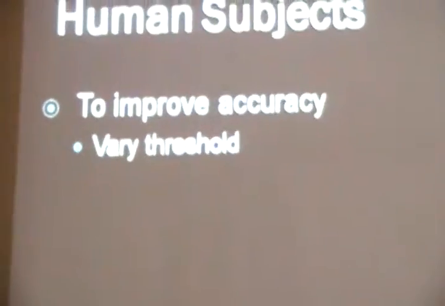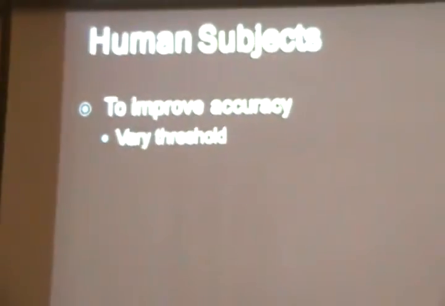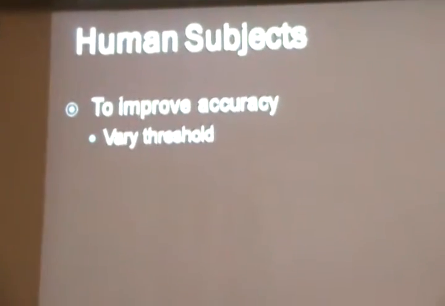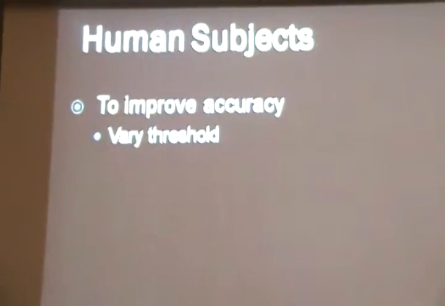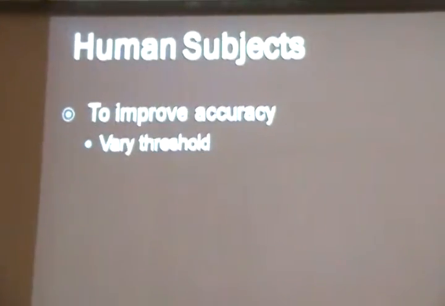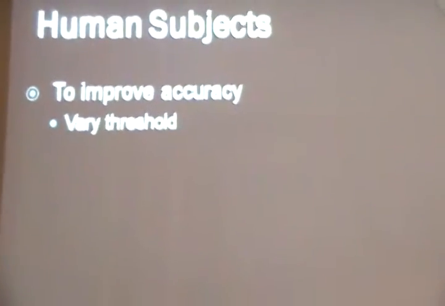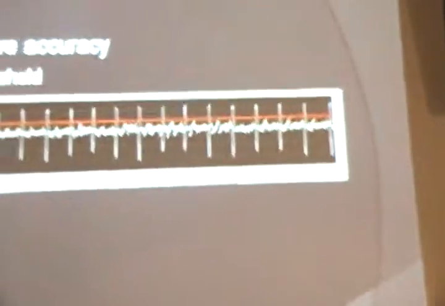So to improve the accuracy of our system, we could do several things. One is we could vary the threshold. Based on the initial tests that were run on just the four of us, it was clear that when an R wave was detected, the Y value was significantly higher. So we just set the threshold based on the four of us. So we could reconfigure that.